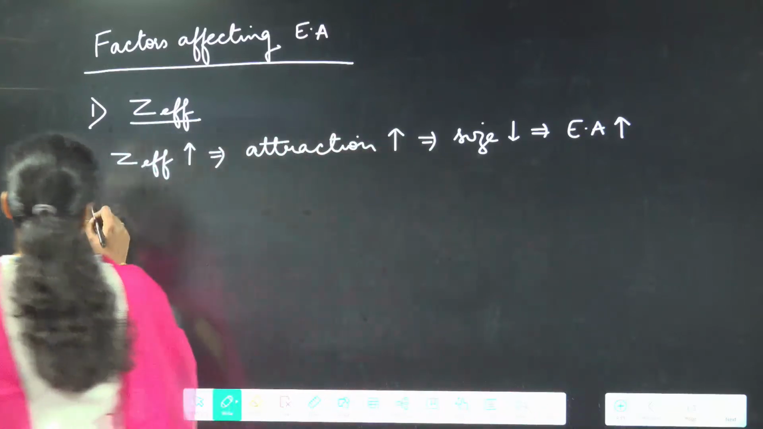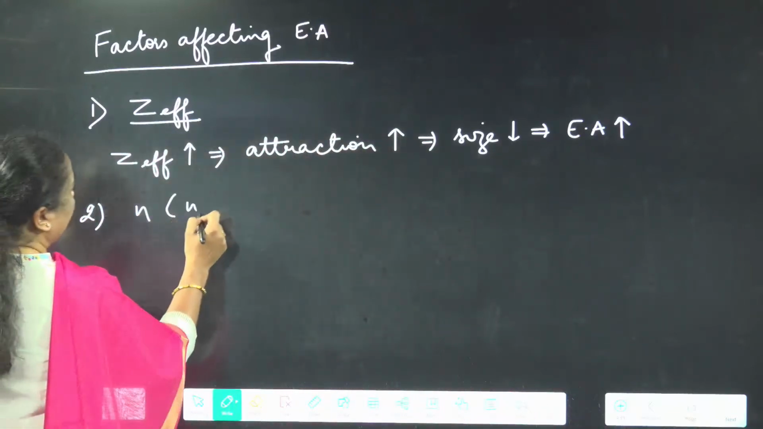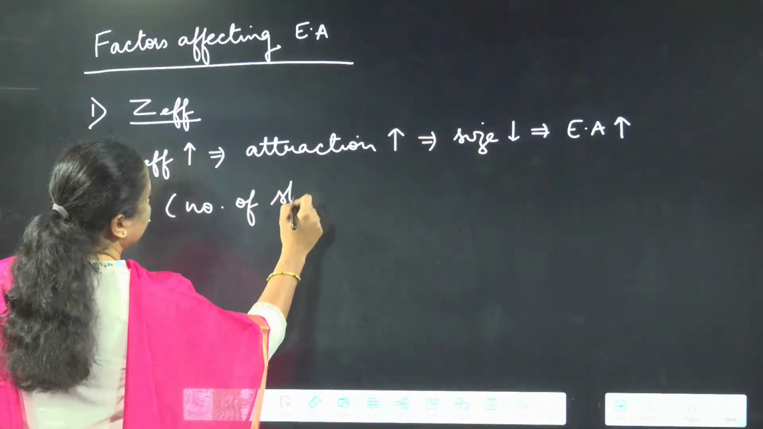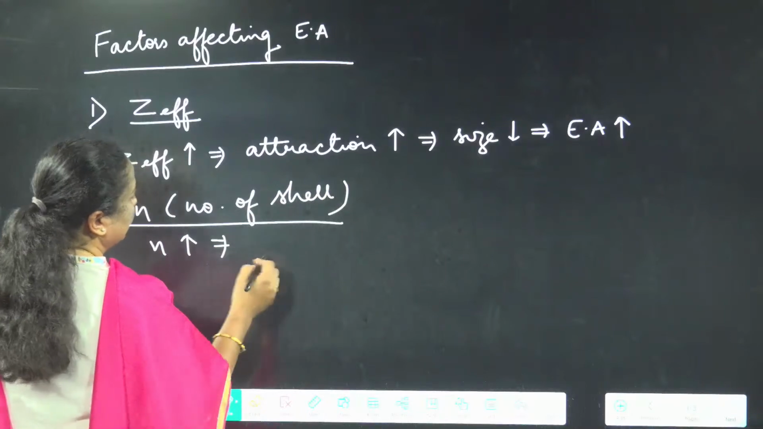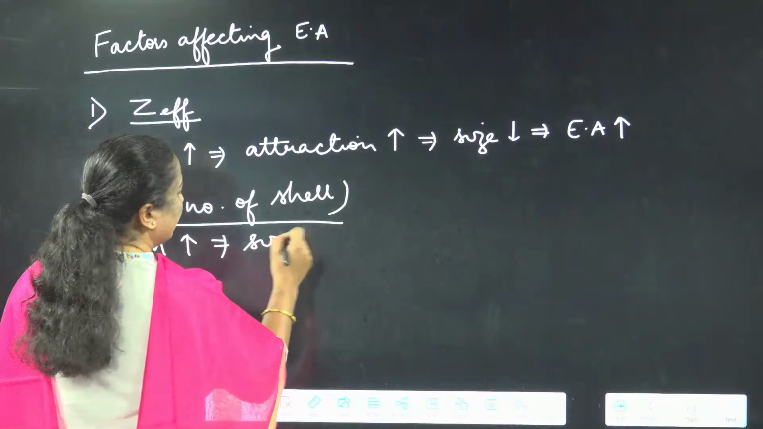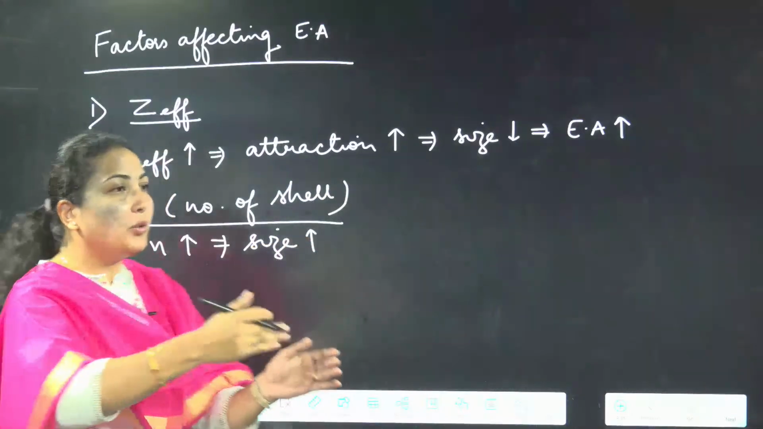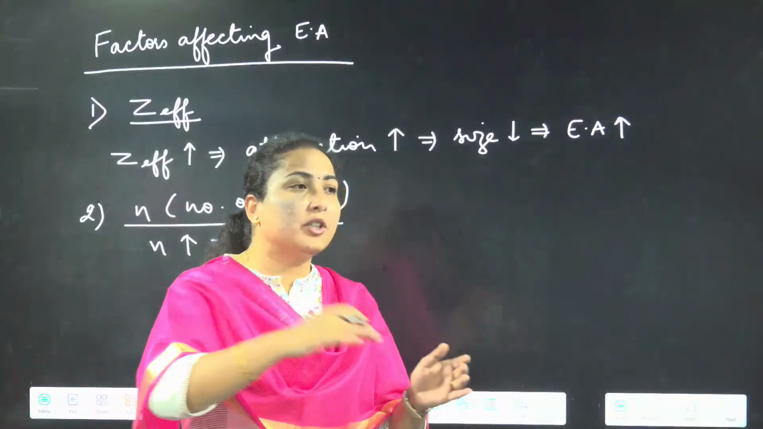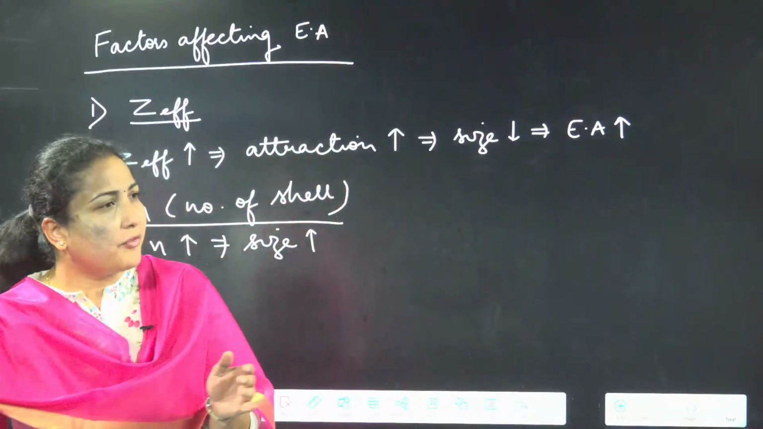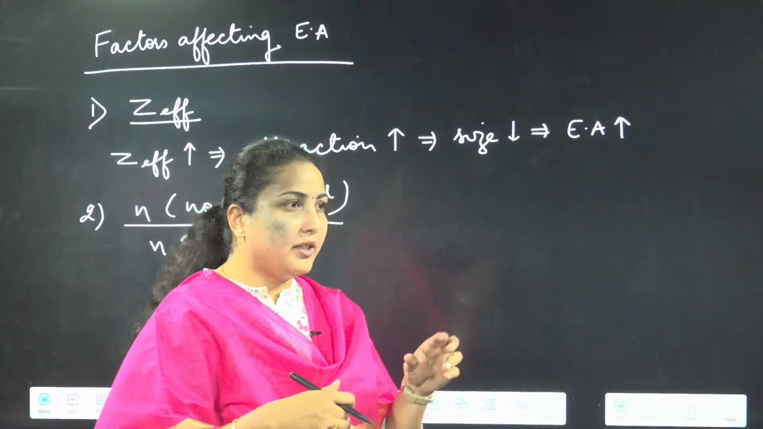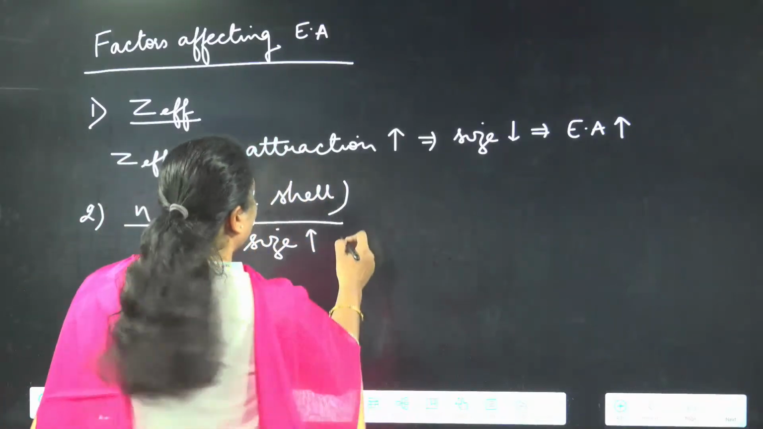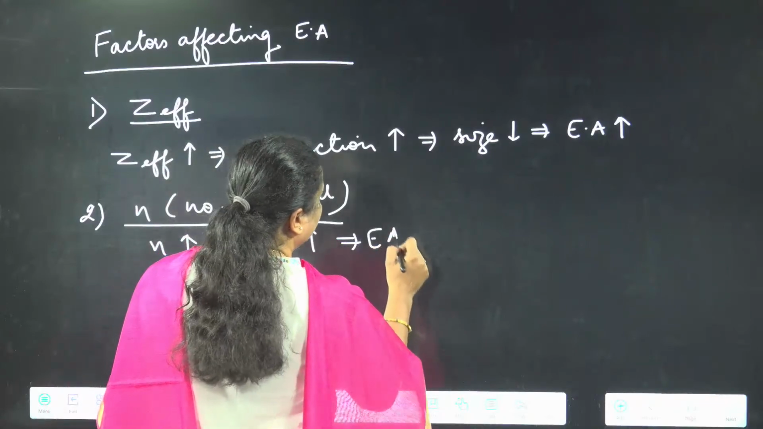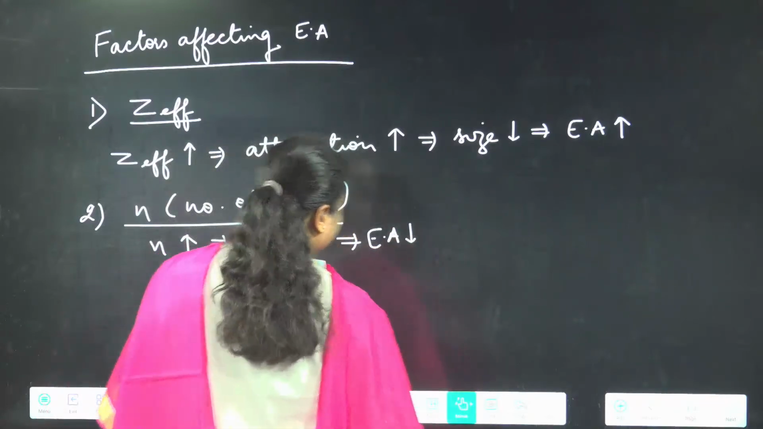Okay, now let us go to the number of shells. If the number of shells increases, what happens? Size will increase. Now you are trying to add the electron into a shell which is already very far away from the nucleus, so the nuclear force of attraction decreases a lot there. So electron affinity is going to decrease.